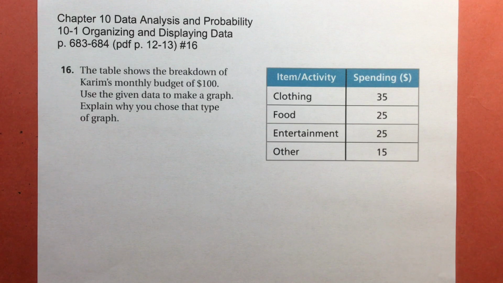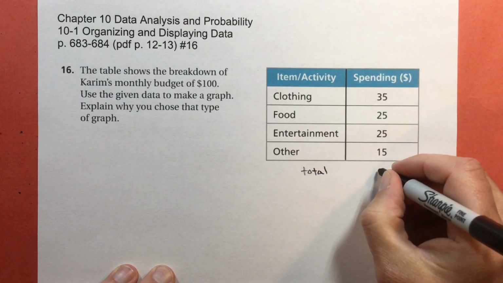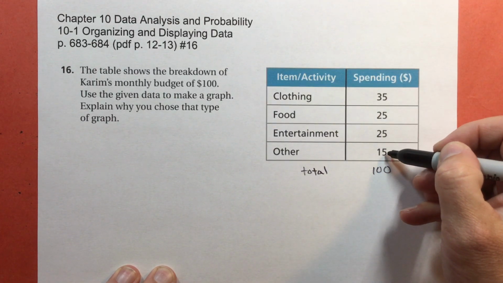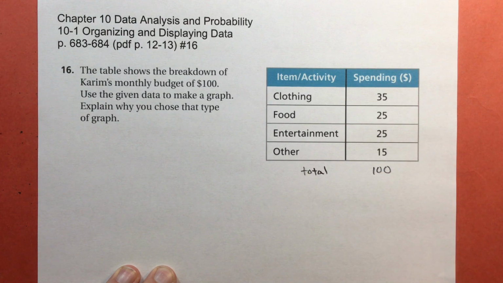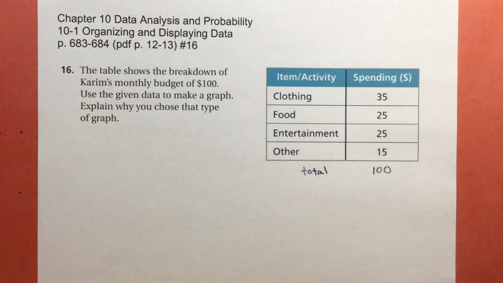The table shows Karim's monthly budget of $100. That's important. The monthly budget is $100. That's a total. We're going to use this data to make a graph and explain why we did that. Why is the $100 important? Because that's the total amount. 35 plus 25 plus 25 plus 15 adds up to 100. Why is that important? Because each of these are parts of a whole.